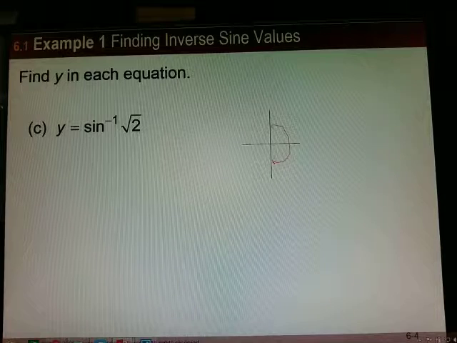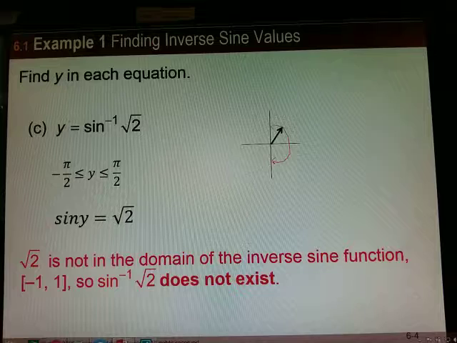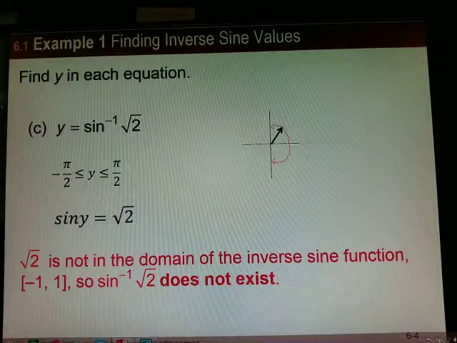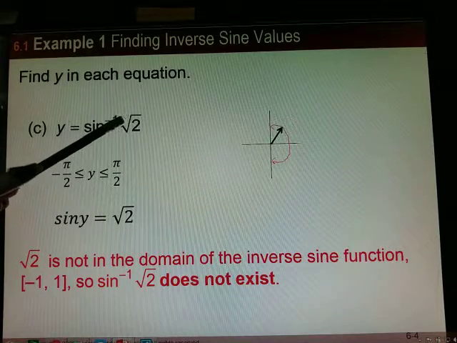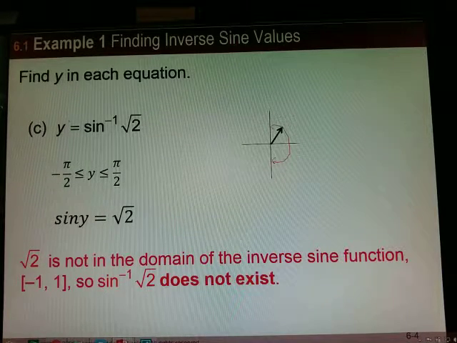So the inverse sine is not going to exist for the square root of 2. Again, it would have been in quadrant 1 because it was positive, but this would be square root of 2 over 1 for opposite leg over hypotenuse. That opposite leg cannot be bigger than the hypotenuse of 1. So therefore, this would not exist.